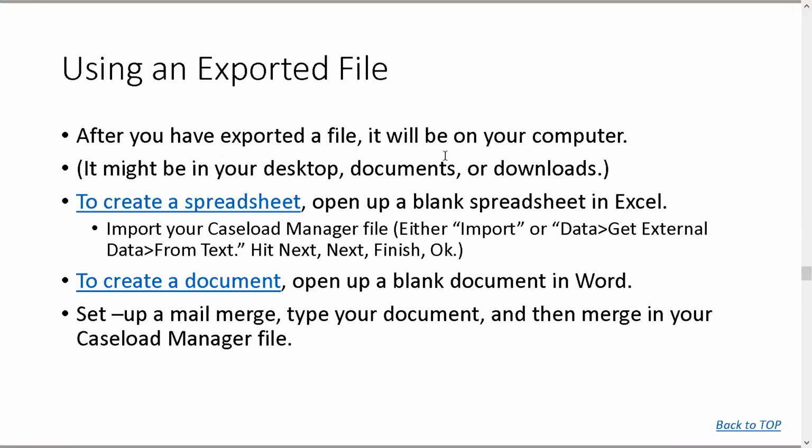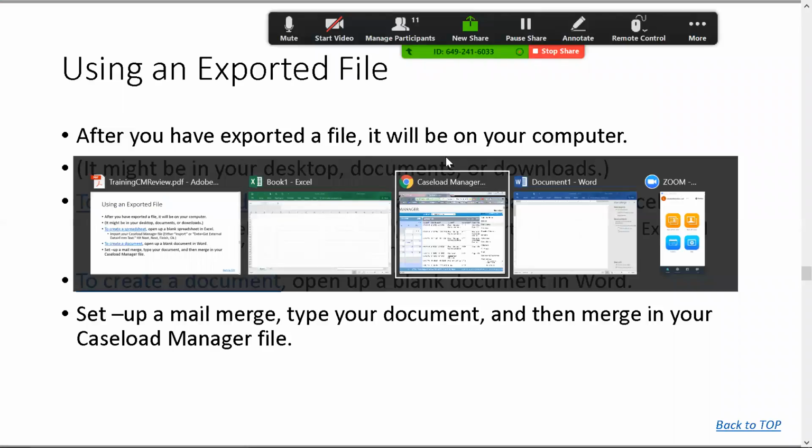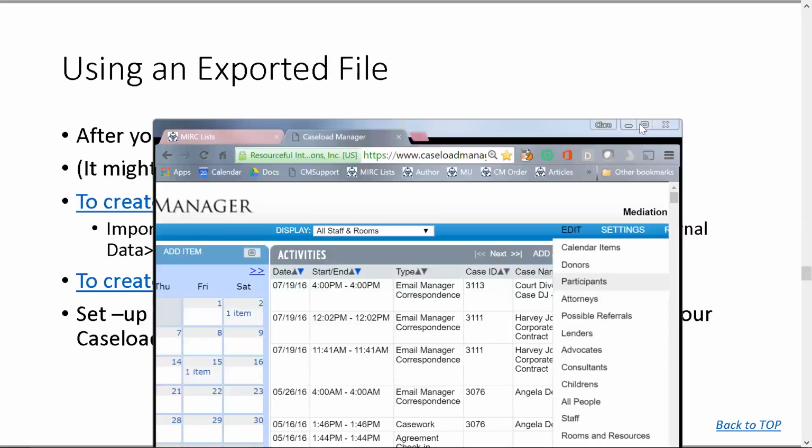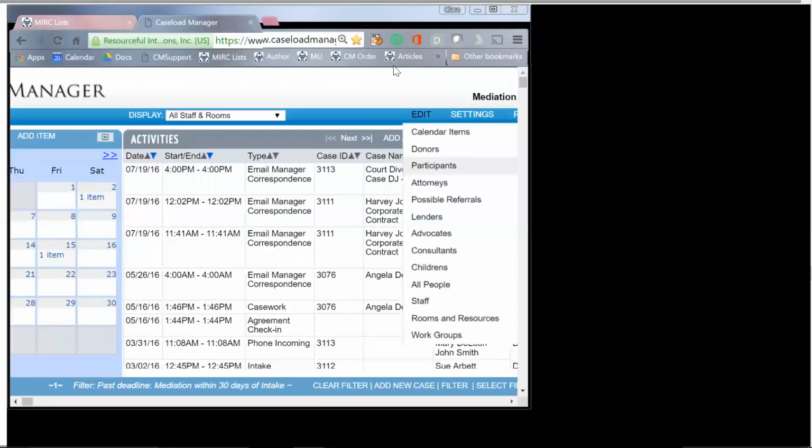I'm going to show you how to export information, and then after you have exported it, it's going to be on your computer. Okay, so the first thing that we're going to do is hop out to Caseload Manager and look at developing an exportable file, and then we'll look at how you use that data. All right, so let's go do that. Okay, number one.